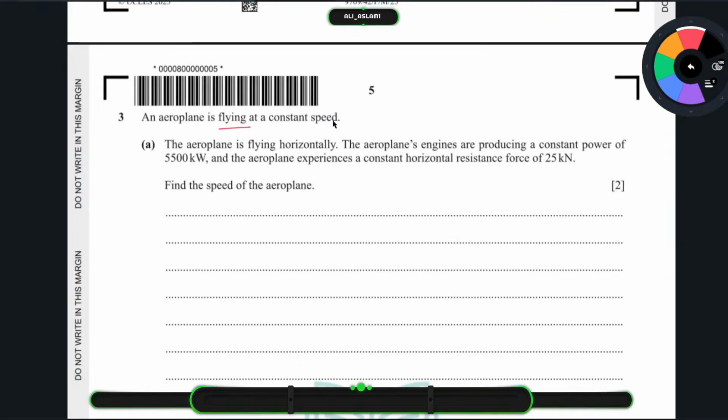The airplane is flying at a constant speed, horizontally. The airplane engines are producing a constant power of 5500 kilowatts, and the aeroplane has a constant horizontal resistance of 25,000 newtons.